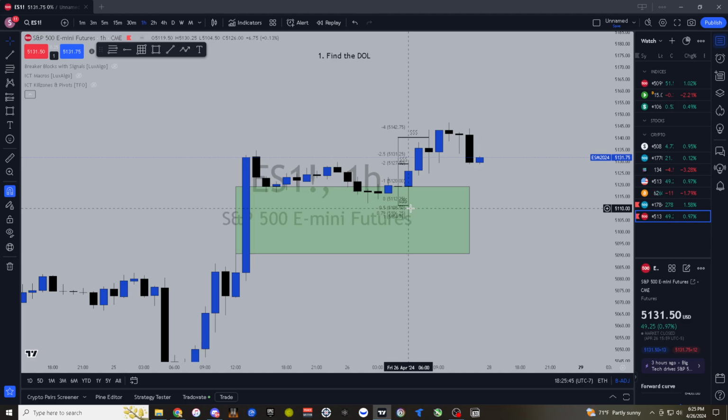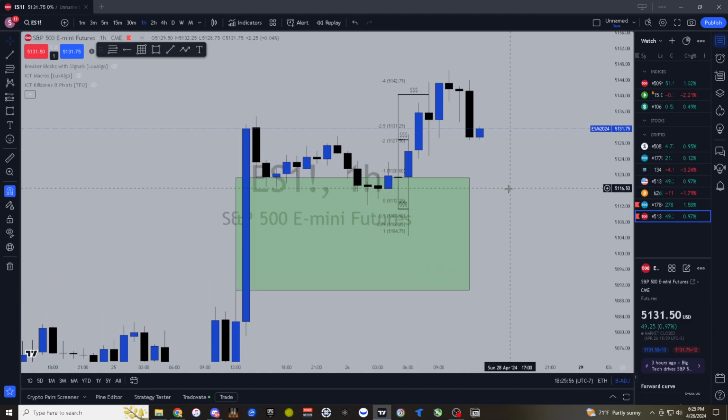If we open up at, for me, 6:30 a.m. is when market opens. I'm in California. If market opens up and we're still holding this fair value gap, all I'm looking for is a manipulation move inside of that fair value gap for us to head higher, and vice versa, right?